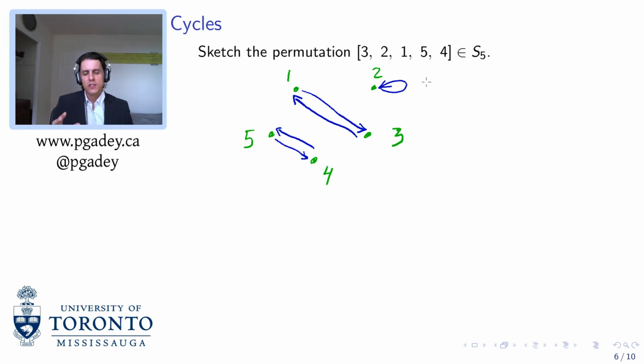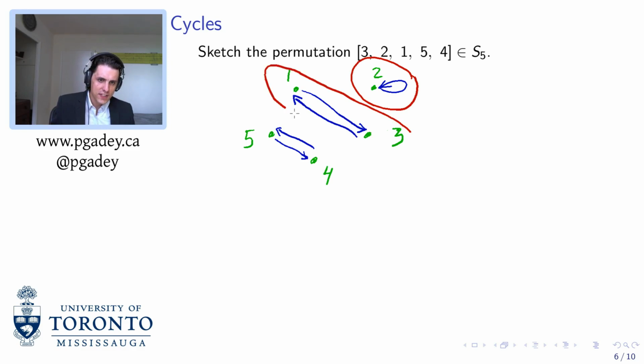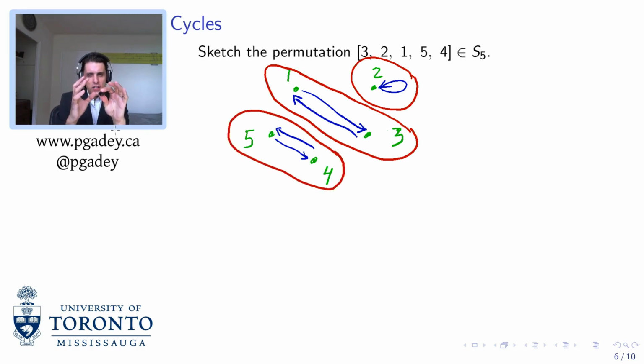Okay, so what we see is that this permutation sort of has 3 separate parts. It's got this collection, right, where 2 always gets sent back to itself. It's got these guys, 1 and 3, that get sent to each other. And then these guys, 5 and 4, that get sent to each other. Okay, so we can kind of think of this permutation as splitting up into a collection of cycles where 1 gets sent to 3, 3 gets sent to 1. 5 to 4, 4 to 5, right? It's sort of like a loop inside of this permutation.